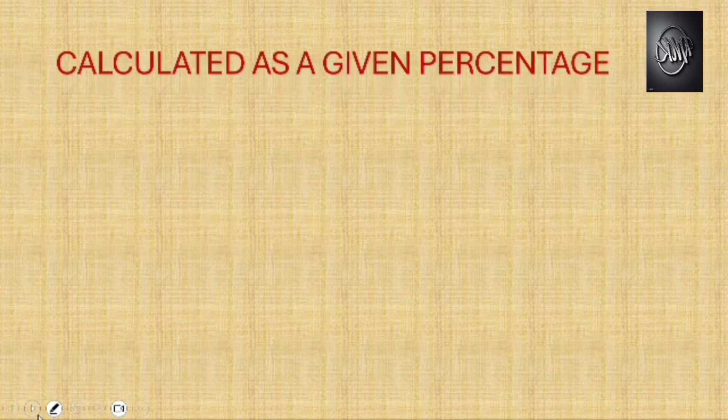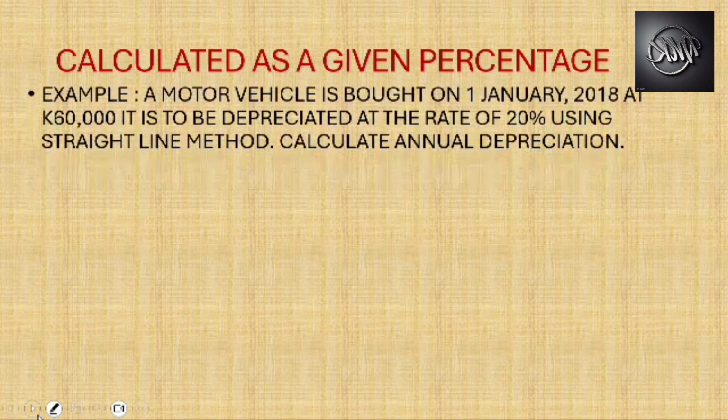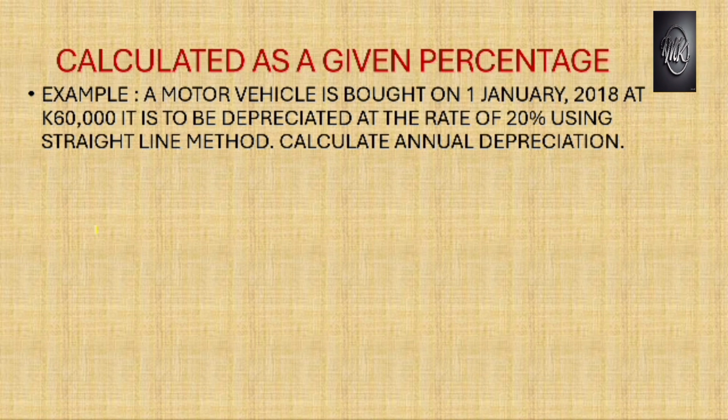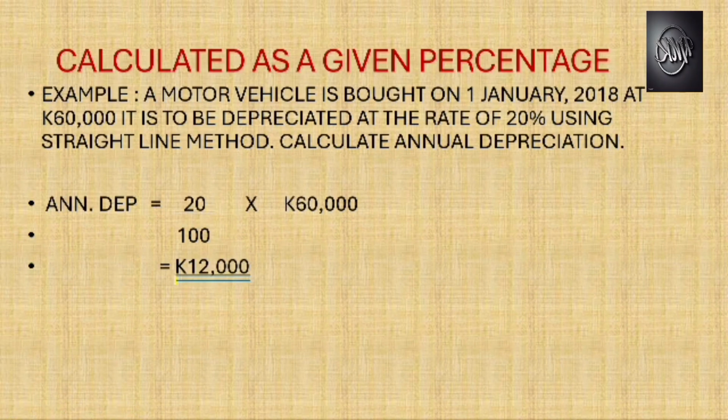Let's move on. Depreciation straight line using a percentage. Example: a motor vehicle is bought on 1st January 2018 at 60,000 kwacha, which is the original cost. It is to be depreciated at the rate of 20% using the straight line method. Calculate annual depreciation. This one is very simple because we've been given the percentage. The percentage is calculated on the cost, and then we determine our annual depreciation, which is fixed. It will never be less, it will never be more. It will just be fixed at 12,000 kwacha every year.